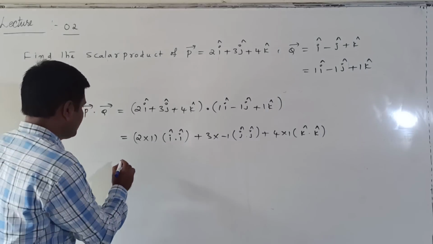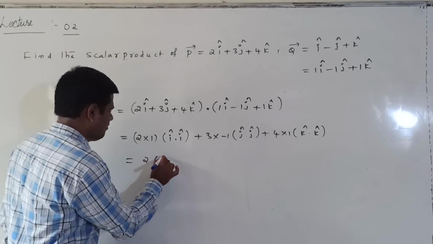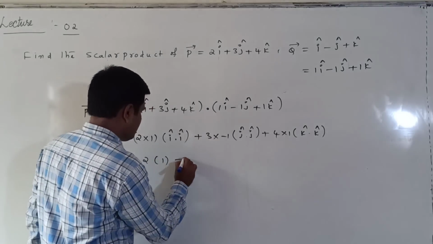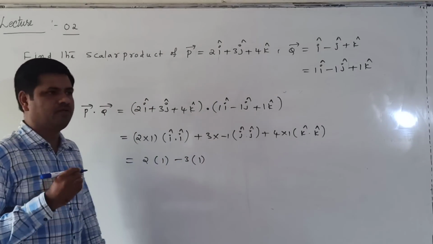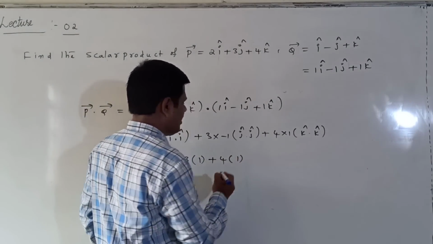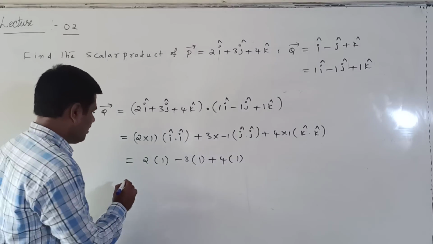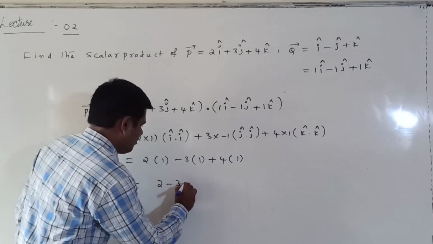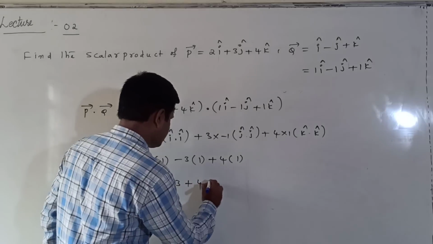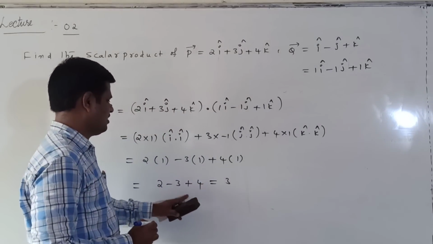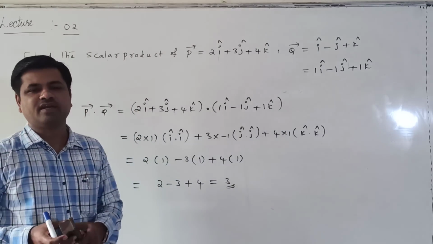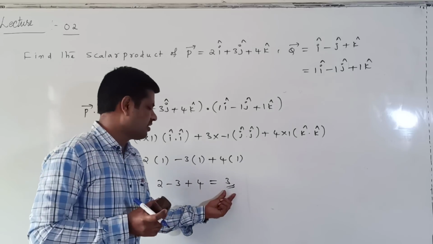Now from this, 2 into 1, i cap dot i cap is equal to 1, we already know that. Plus 3 into minus 1 is minus 3, j cap dot j cap also has value 1. Here 4 into 1 is 4, k cap dot k cap also value 1. So 2 minus 3 plus 4 is equal to 4 plus 2 is 6, 6 minus 3 is 3. Means what we are getting, 3 is a scalar, not a vector. When i j k is there, it is a vector; when i j k is not there, it is a scalar.